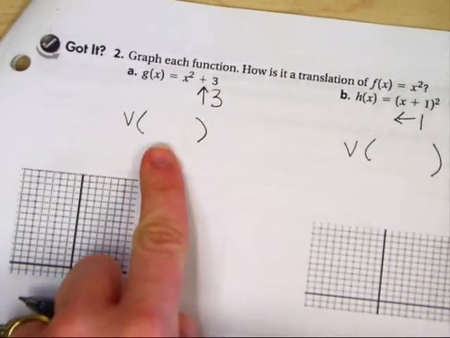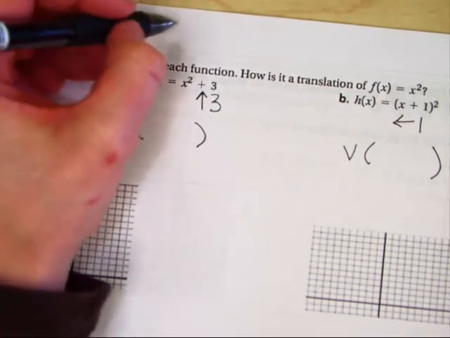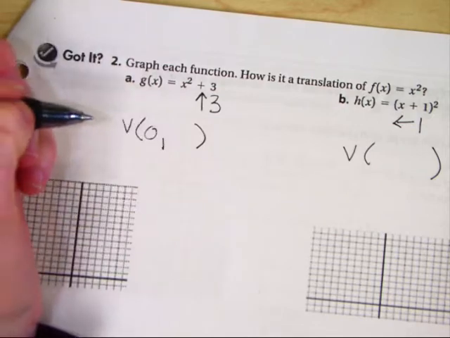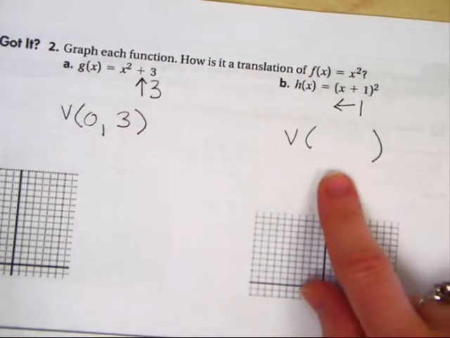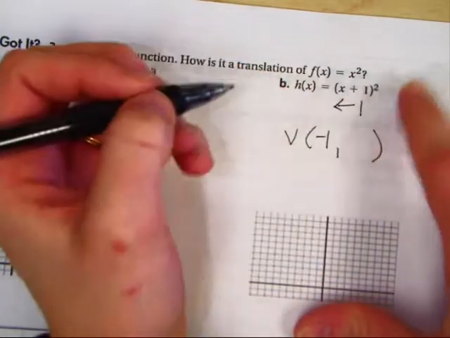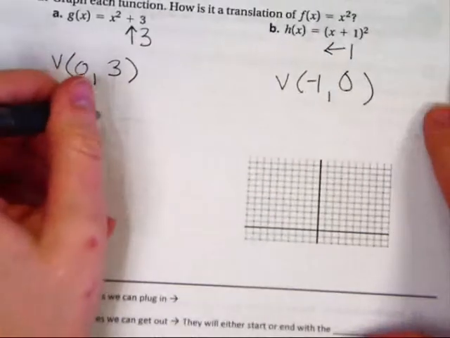The vertex in this one, you need to ask yourself, what is with x? In other words, like, if it was a parenthesis squared, what would it be? In this case, nothing. What's on the outside? A 3. So 0, 3 is my vertex. Whereas on this one, my vertex is opposite of what is associated with x, negative 1, and then what's on the outside? 0. So we'll make our xy chart on both of them.